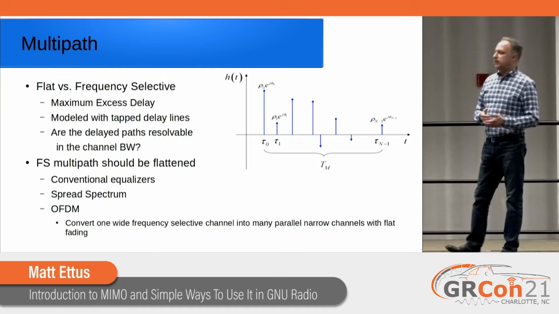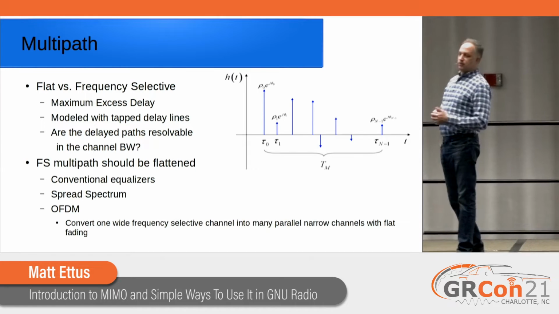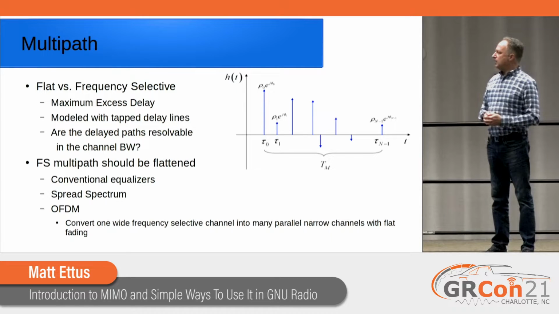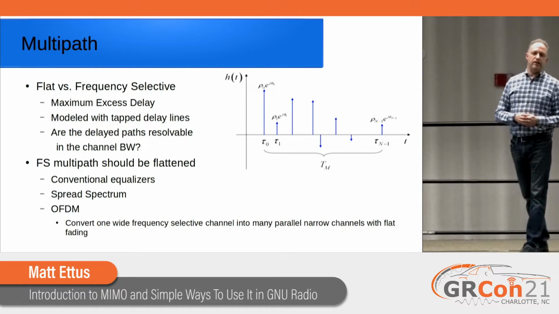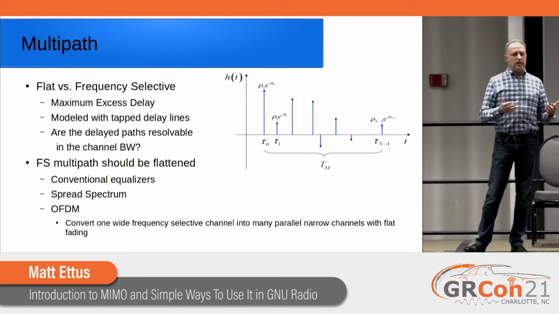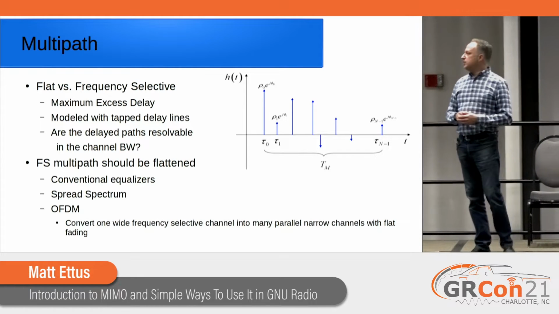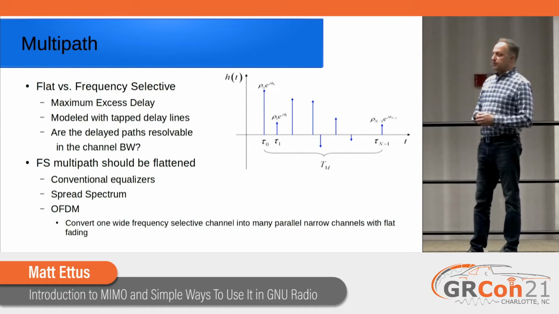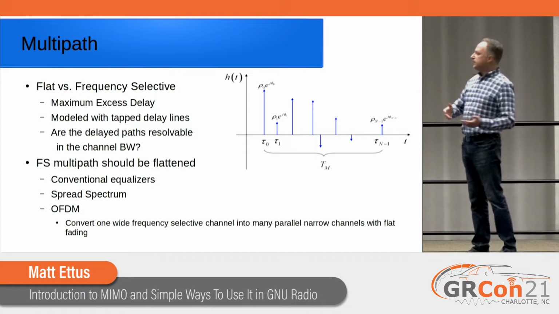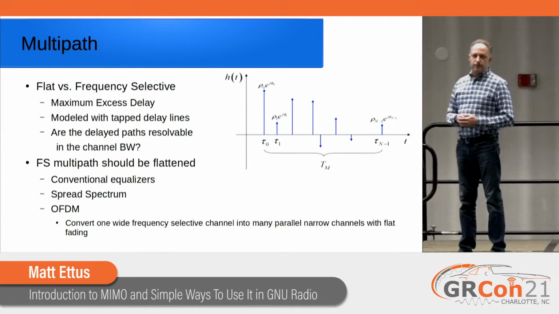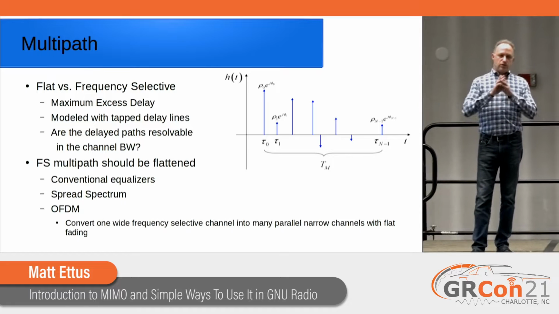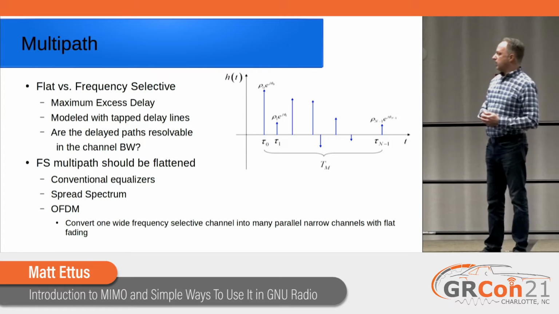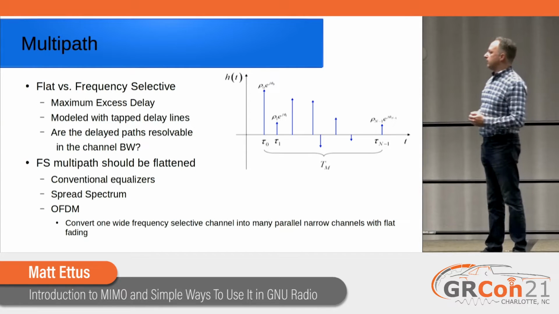Now, so how do we deal with non-flat fading? In many cases, we can ignore it, but usually it should be flattened for optimal performance. So how do we do that? Well, if you've got a single carrier, a single frequency signal, then typically you will use a conventional equalizer, which will try to invert the channel, or it could be a decision feedback equalizer, which has some advantages, things like that. Or you might have a spread spectrum signal, which spreads it so that the frequency selective effects are not as bad because you average over a wider bandwidth.